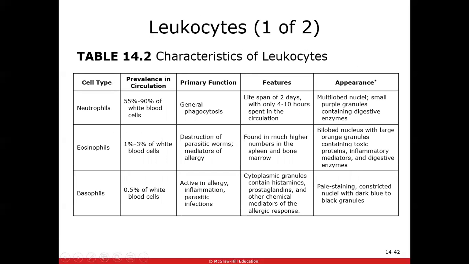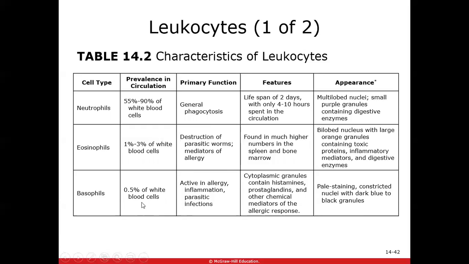Here they describe it a little bit more. Talking about the neutrophils, they're 55 to 90% of all the white blood cells. They're multi-lobed and they have purple granules that contain digestive enzymes. They're primarily used for phagocytosis. Eosinophils' primary function is destruction of parasitic worms, and they also help with allergic response.